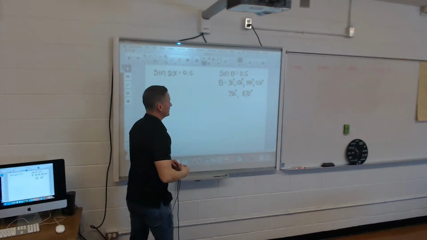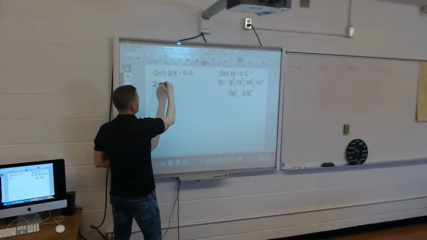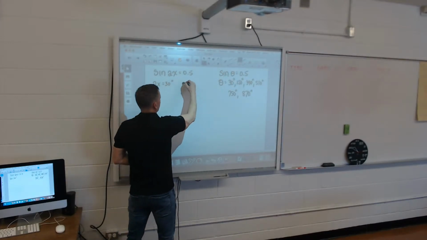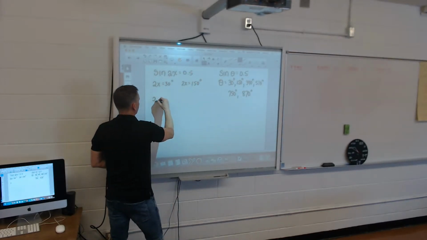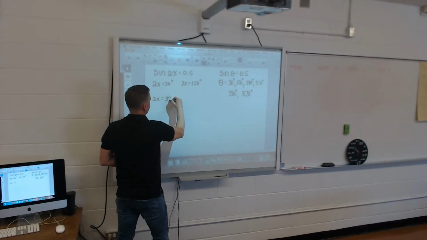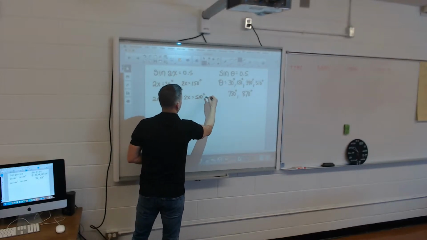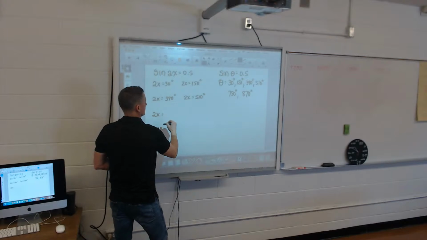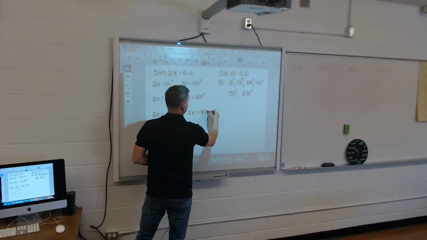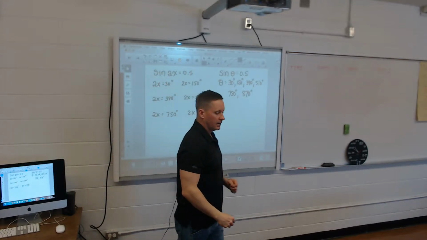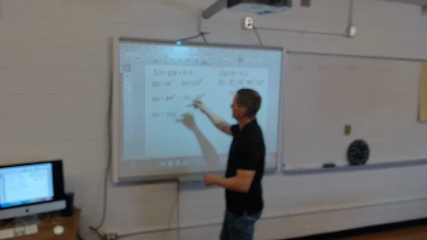So theta is equal to that, but theta is 2x. So now I go: 2x is equal to 30 degrees, 2x is equal to 150, 2x equals 390, 2x equals 510, 2x equals 750, 2x equals 870. All right. So I let 2x equal all of those, and now I solve for x. So I divide.